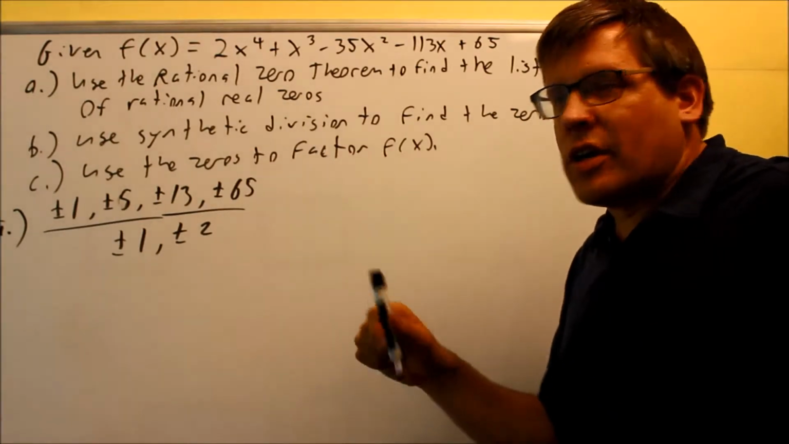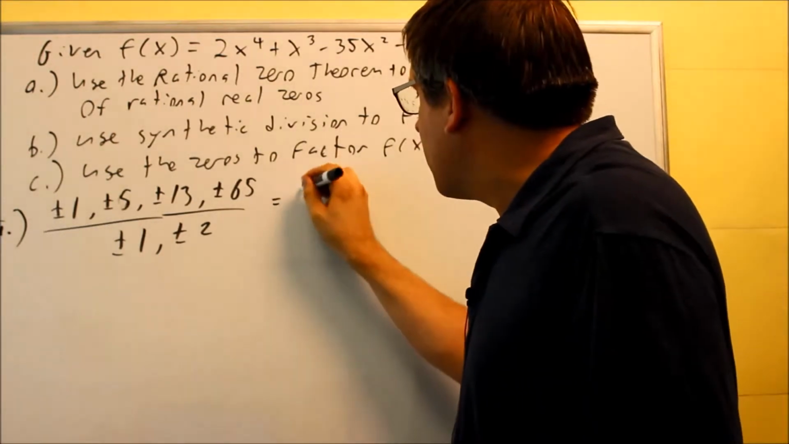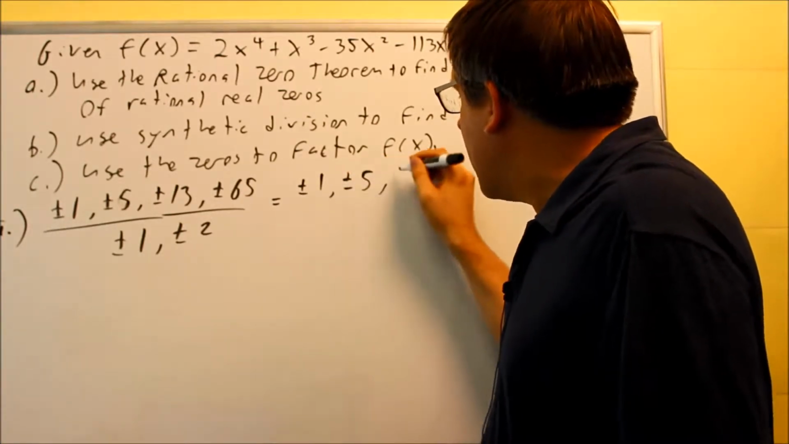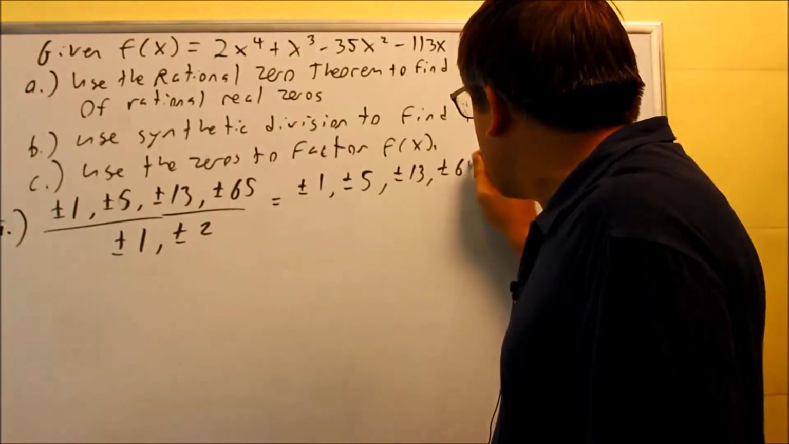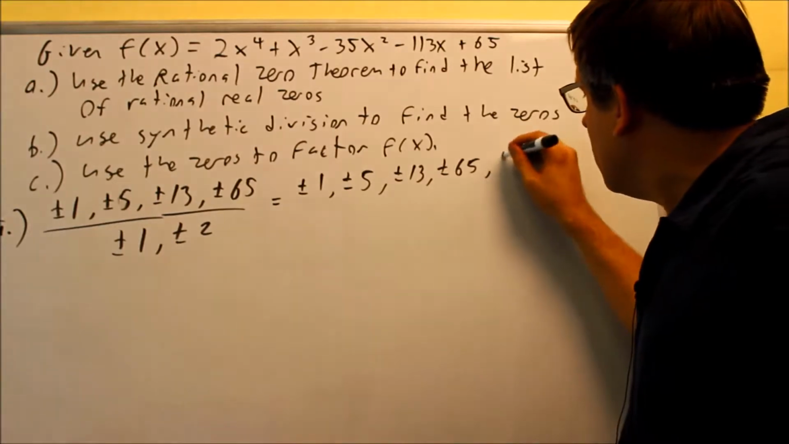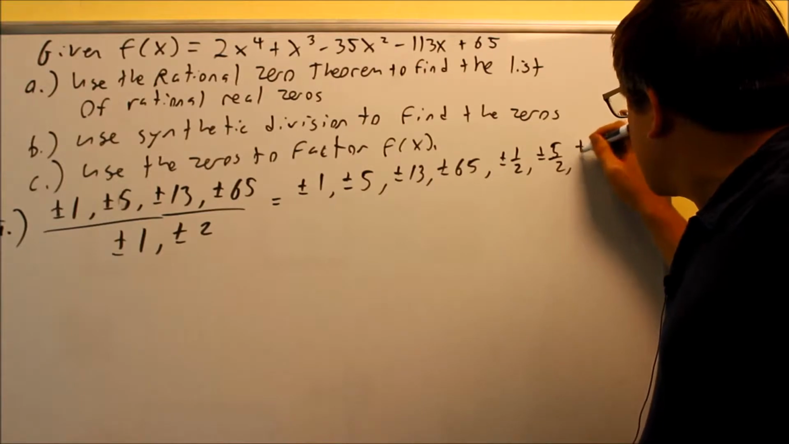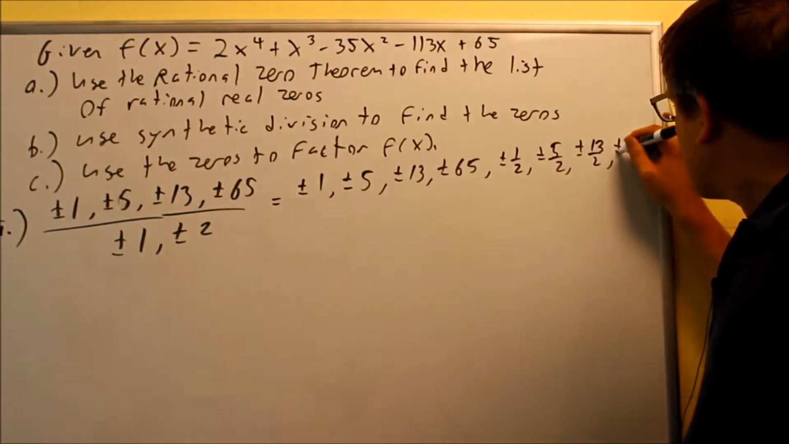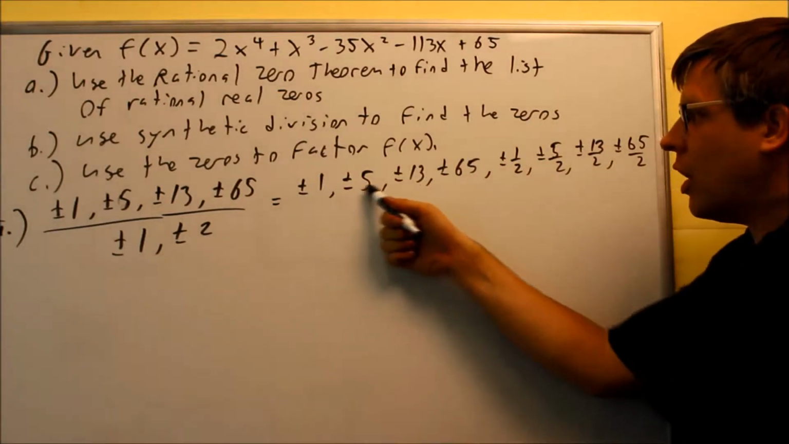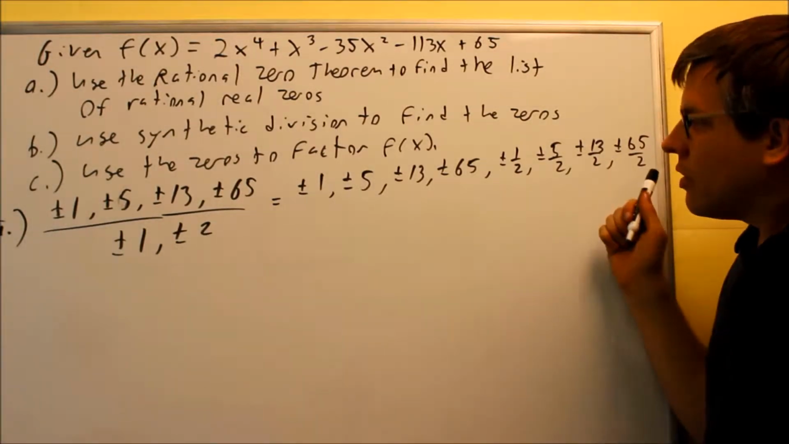You want to write this out as a list. Again, you can't keep your answer in this form. You want to write all of it out, so we're going to expand everything. Plus or minus 1 over 1 is 1, and then 5 over 1 is 5. We get 13, and then we get 65. All the numbers on top divide by 1. Now we'll take all the numbers on top, divide by 2. So plus or minus 1/2, plus or minus 5/2, plus or minus 13/2, and plus or minus 65/2. So you get these whole numbers, then the fractions, so we have 8 total answers. That answer is part A.